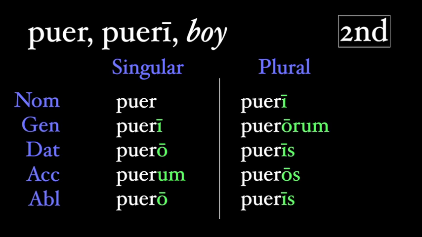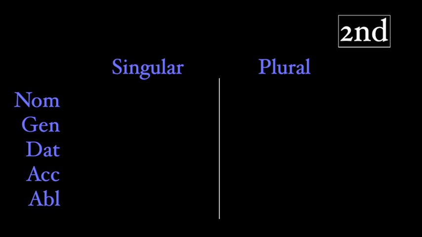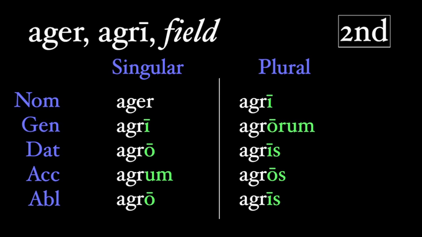Some second declension nouns that end in er keep the e in all of their endings, like puer, but others, like ager, lose the e before the r. The key is to check the genitive case forms. This will always tell you if the e is lost, like in ager, agri, or not, like in puer, pueri.